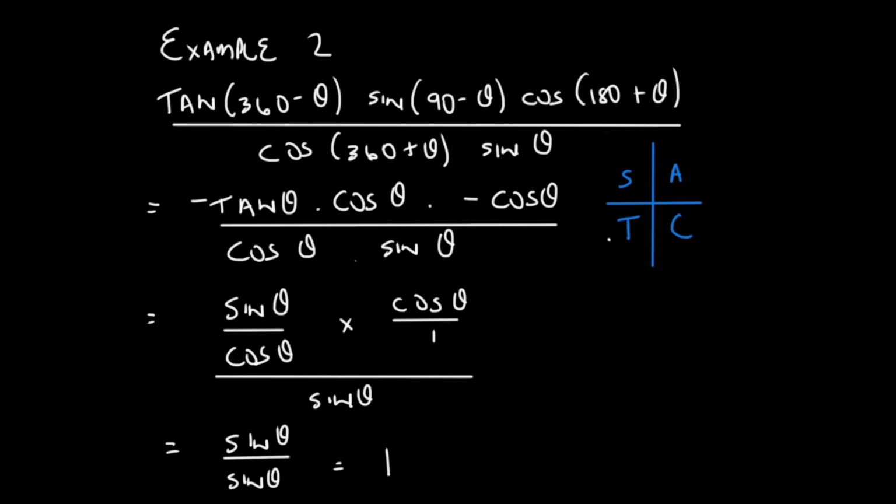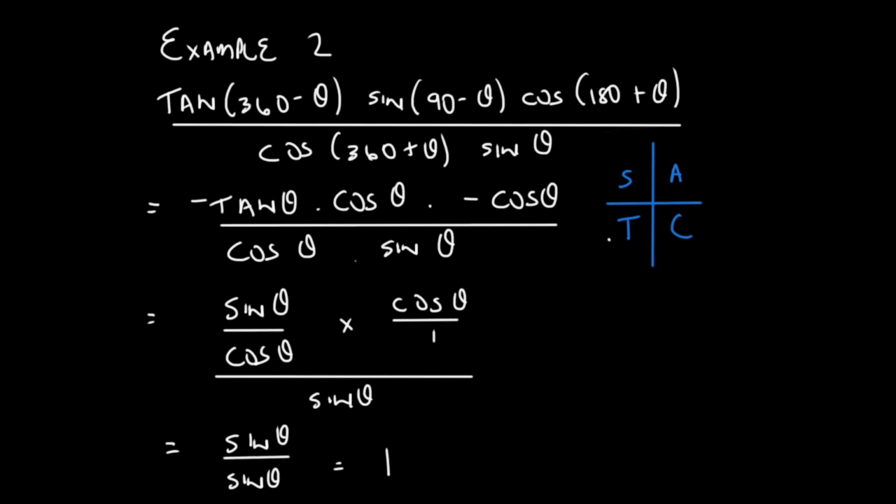Right, so we have tan of 360 minus theta. What are we going to do with that? Which quadrant is it in? It's in the fourth quadrant. Tan in the fourth quadrant is negative. So that will give me negative tan theta.